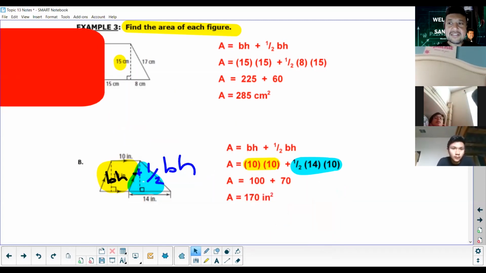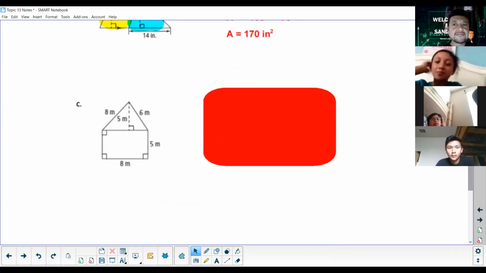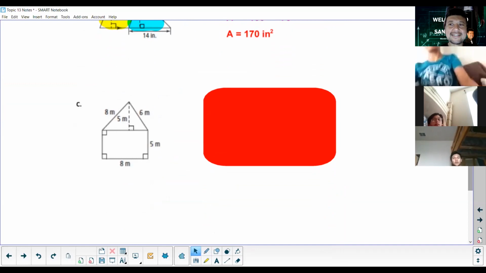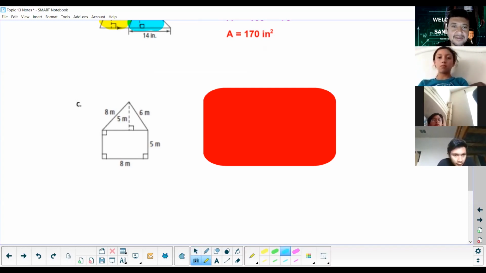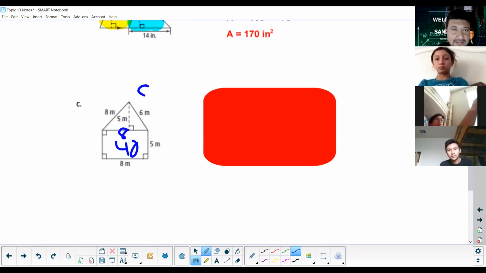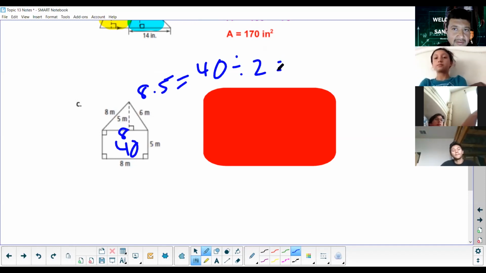All right, now Marcus, lead us, how will we solve C? Okay, so you would first have to find the area of the, what is this? A rectangle, which is just 8 times 5, which is 40. Okay, you would have to add that to the triangle, which is 8 times 5 divided by 2. Okay, walk me through the other part again. So we would have to find the area of a triangle, which would be 8 times 5, which is 40, then divided by 2. So then that's going to be 20, right?